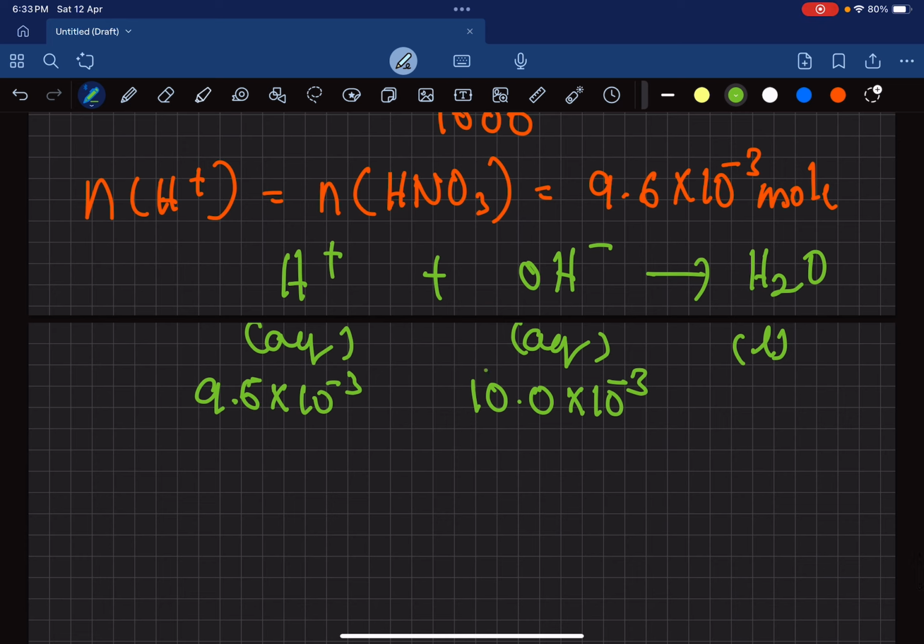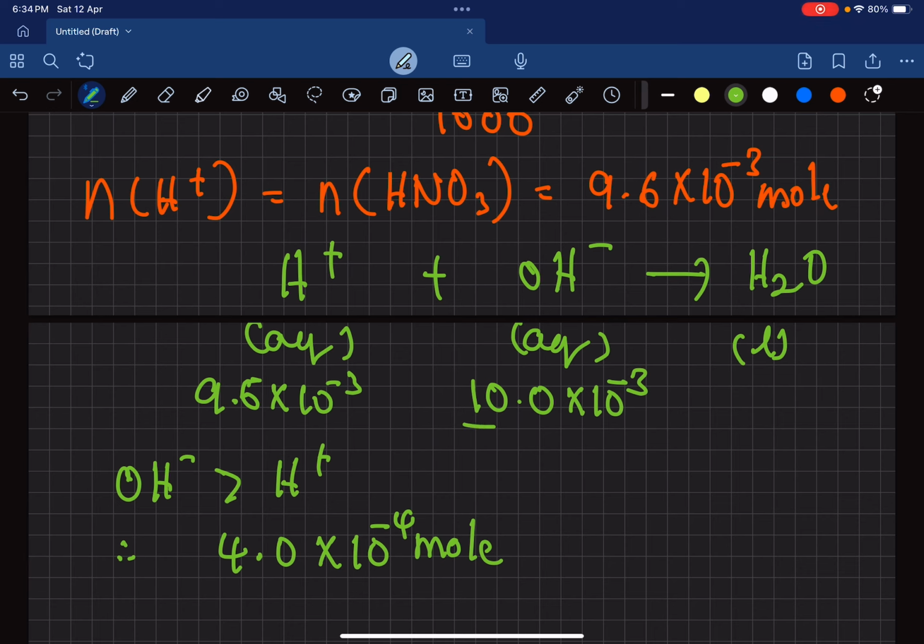How much more? Because the ratio is supposed to be 1 to 1, and now it's 9.6 versus 10. So hydroxide is more than hydrogen, right? By how much? It's going to be 10.0 times 10 to the power of negative 3 minus 9.6 times 10 to the power of negative 3. It is in excess by 4.0 times 10 to the power of negative 4 moles.